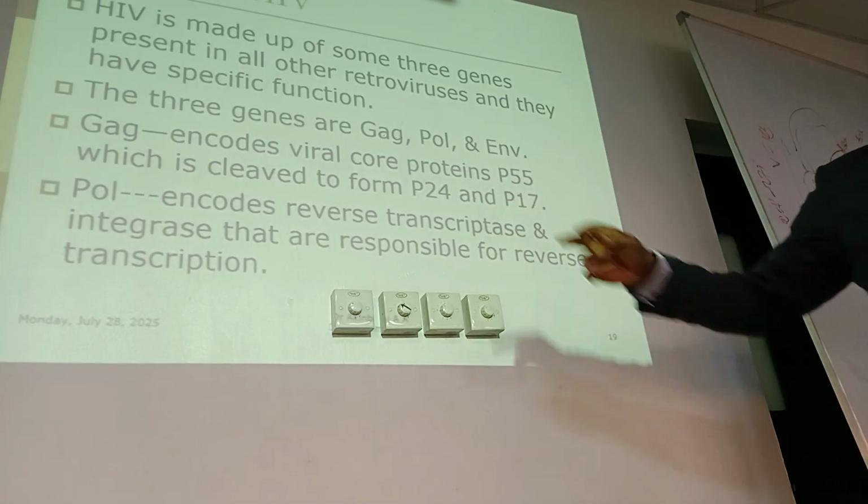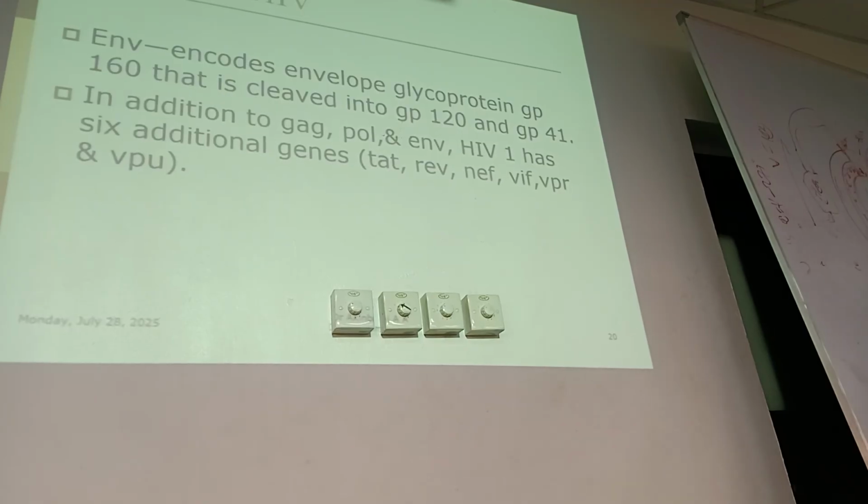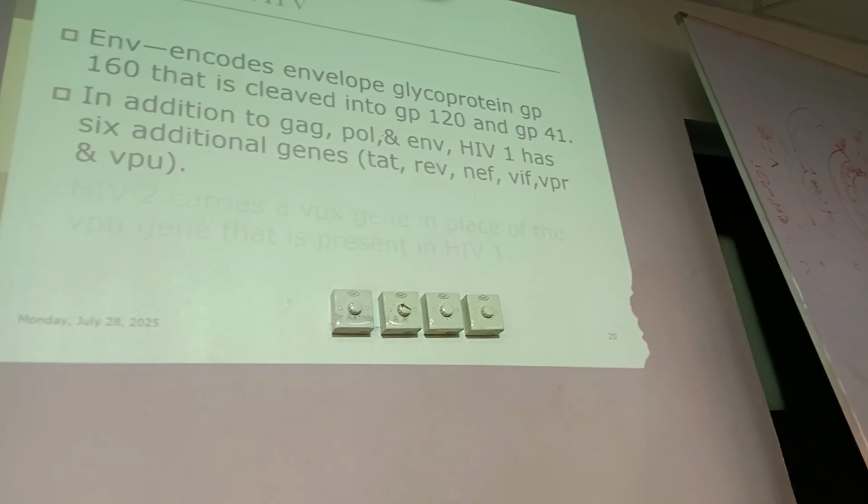You also have the envelope. The envelope gene is called envelope because it's needed for penetration of the HIV virus into the cell. It is cleaved into glycoprotein 120 and glycoprotein 41. In addition to the GAG, the pol, and the envelope, you also have 6 other genes for HIV-1. These additional genes are TAT, REV, VIF, VPR and VPU. They are also useful for the HIV virus.